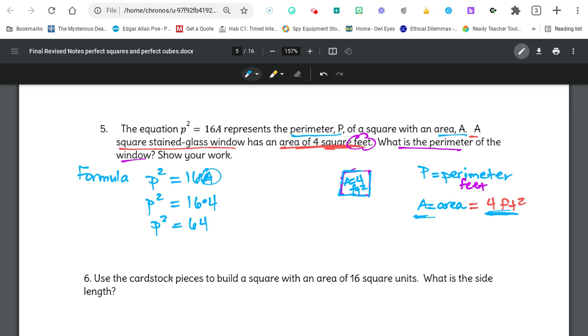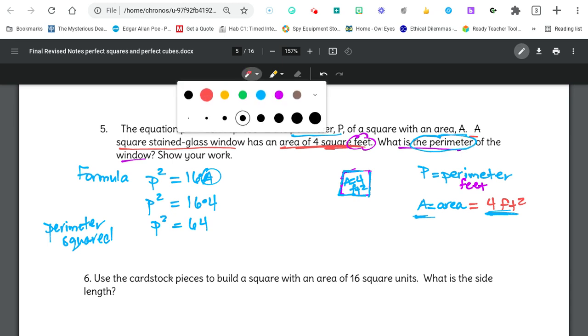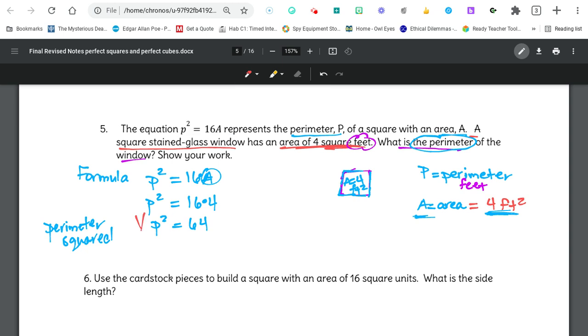So I replace A with 4. So now I want to go from p squared. P squared means perimeter squared. I don't want the perimeter squared. I simply want the perimeter. That's it, not perimeter squared. So how do you undo a square? To go from perimeter squared to just perimeter, take the square root of p squared. But what I do to one side, I do to the other. So p is equal to 8, and it's in terms of feet.